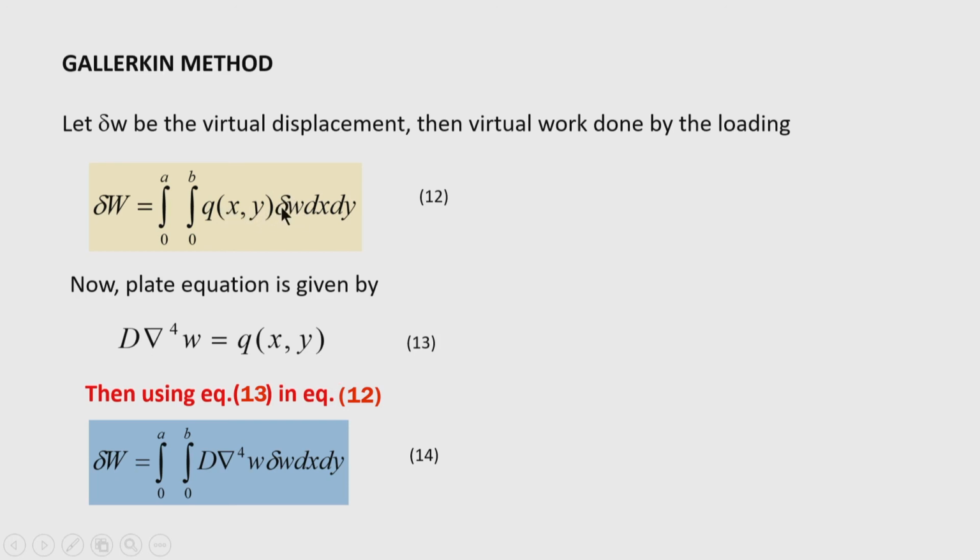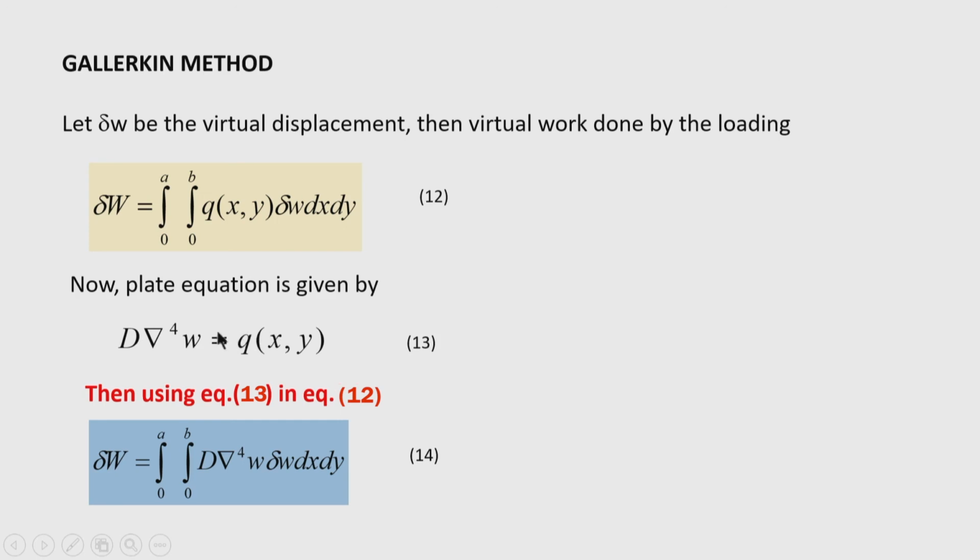So, load into virtual displacement and then integrated in the limit 0 to a and 0 to b will give you the variation of the work, that is you can call it the virtual work. Now, the plate equation is known to us. Plate equation is D del 4 w equal to q(x,y), where D is the flexural rigidity of the plate.